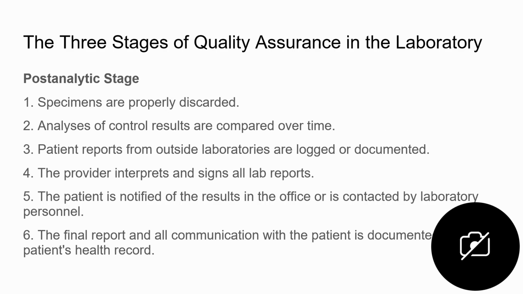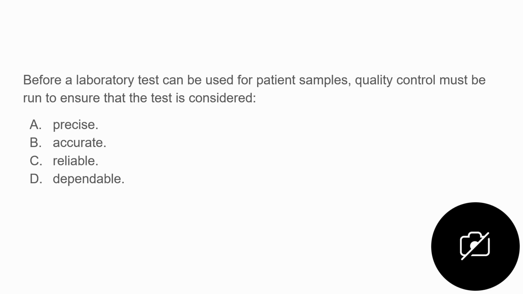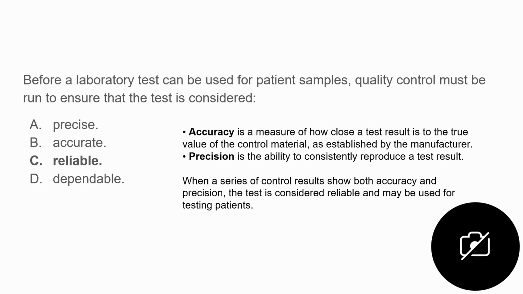In the post-analytic stage, the big problem here is the provider interpreting the results and treating appropriately. That's really out of your hands as the medical assistant, but you should identify what that is. So before a laboratory test can be used for patient samples, quality control must run to ensure that the test is considered reliable. So when we use the term accuracy and precision, accuracy is a measure of how close a test result is to the true value of a control material as established by the manufacturer. Precision is the ability to consistently reproduce the test results.